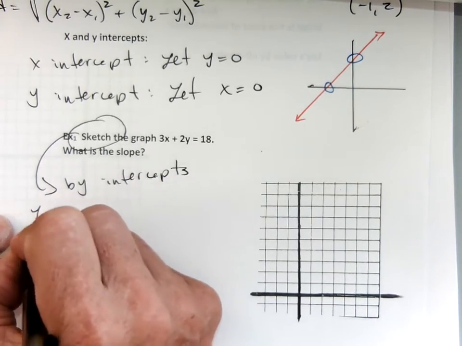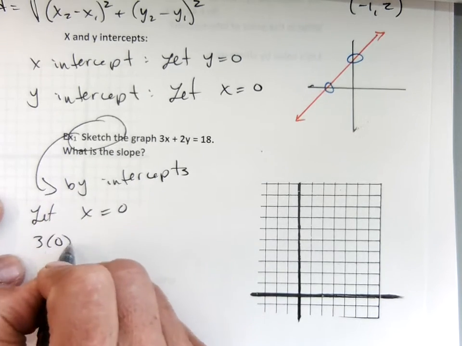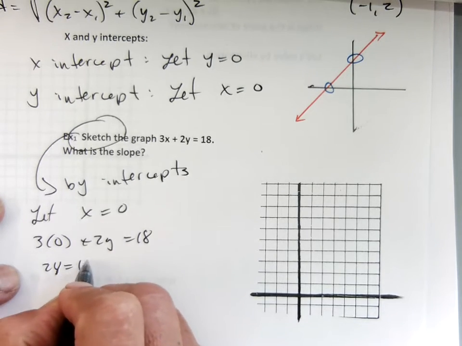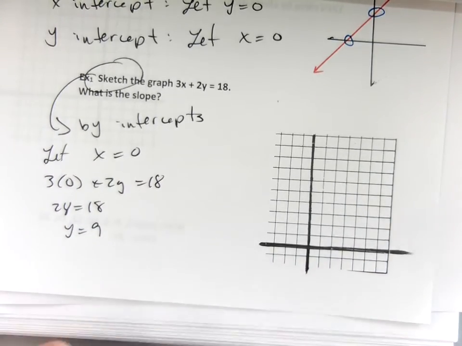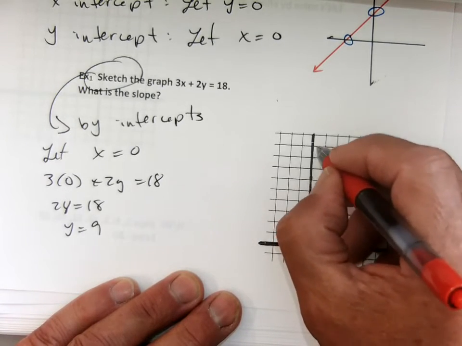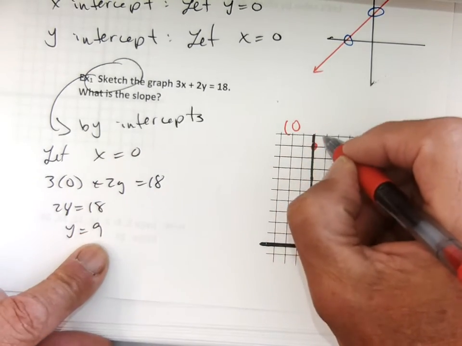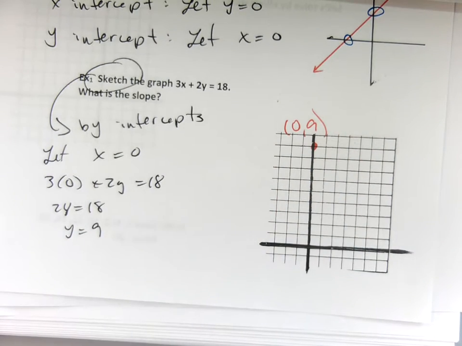Let x equal 0. I'd have 3 times 0 plus 2y equals 18. 2y equals 18. Y equals 9, right? So 1, 2, 3, 4, 5, 6, 7, 8, 9 is the point (0, 9). I know that we probably already have the graph, but I'm going to show the work anyway, okay? Because if you do it, they call it the cover-up, you have it done.